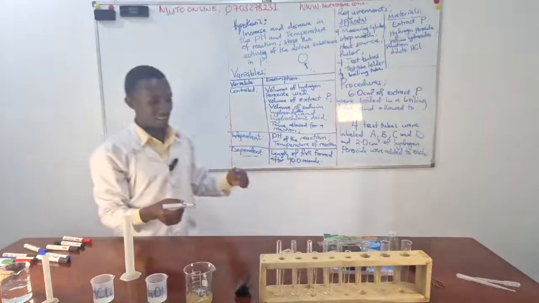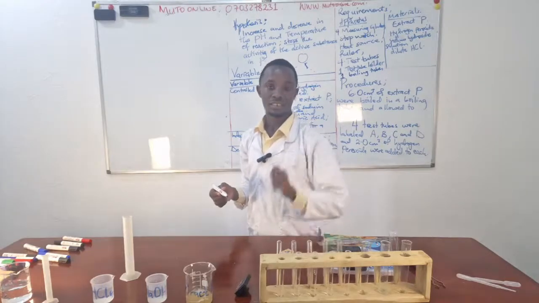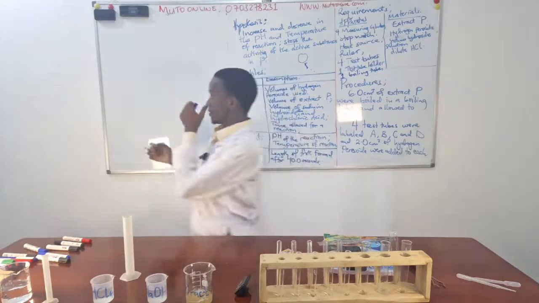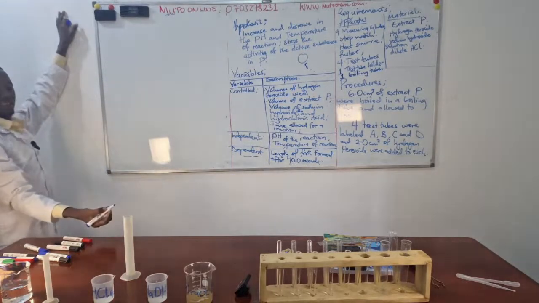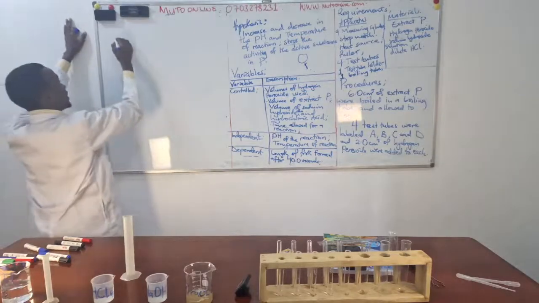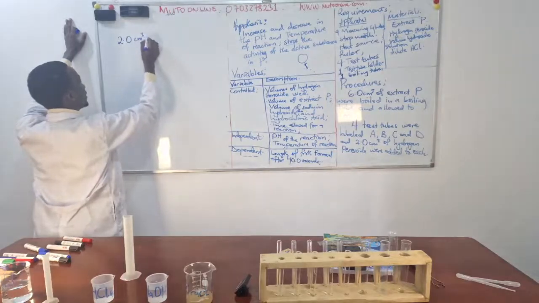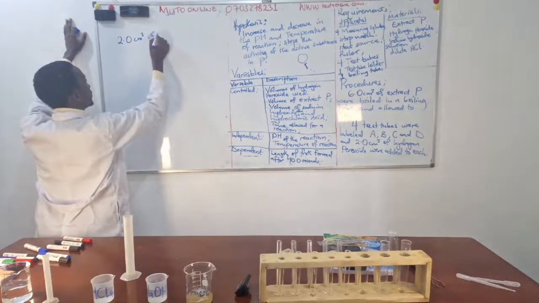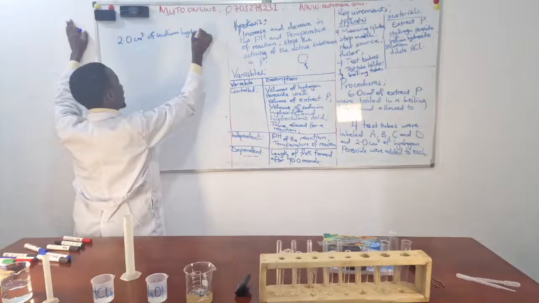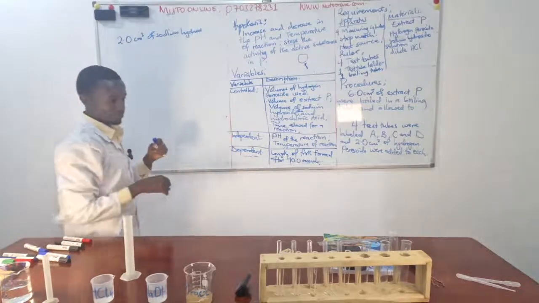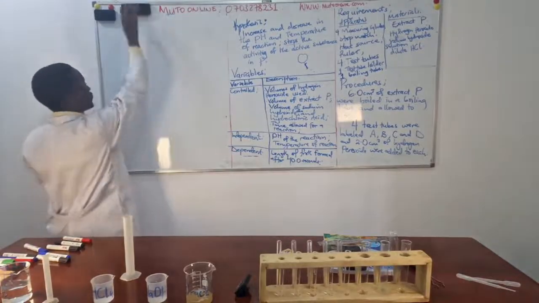After that, I'm now going to change to vary the pH for test tubes B and C. I'll add 2.0 cubic centimeters of sodium hydroxide. Let me add drops actually. Let me use a dropper.